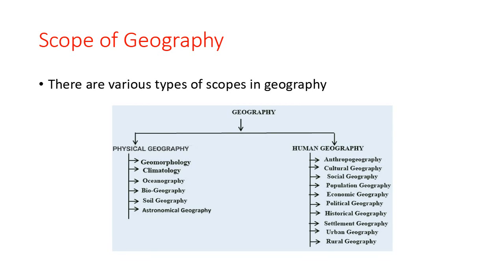Okay. Then historical geography, in which we study the geographies of the past, and also how the past shaped the geography of the present. Then settlement geography, in which we study how the Earth's surface was settled by humans. Okay. Then urban geography, in which we study cities. Then rural geography, in which we study villages.